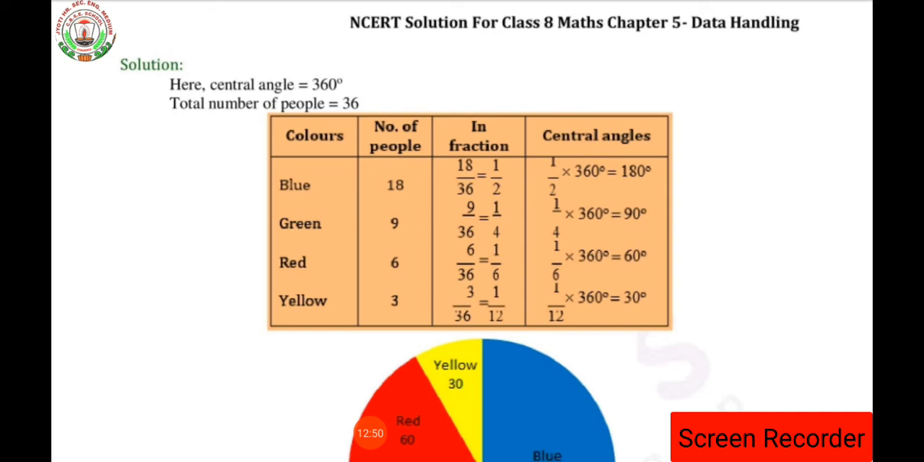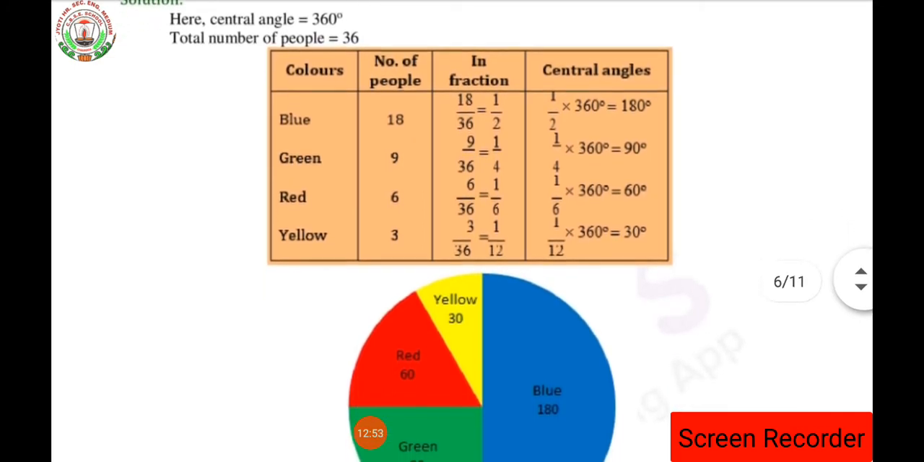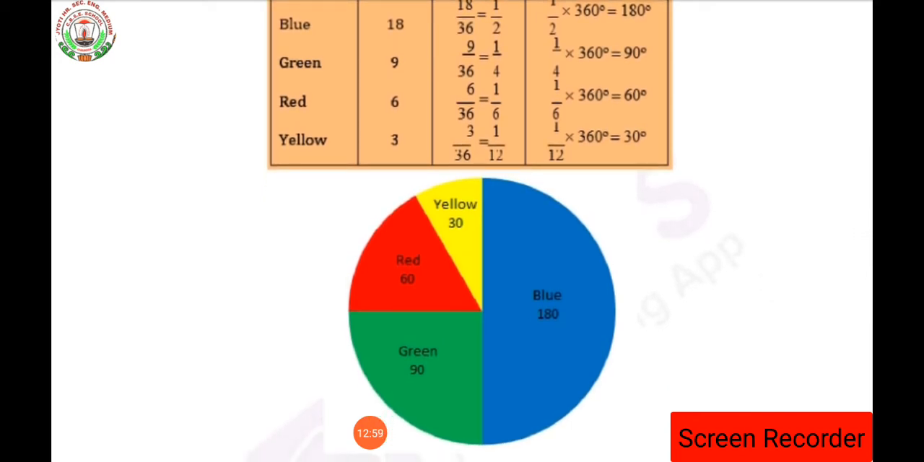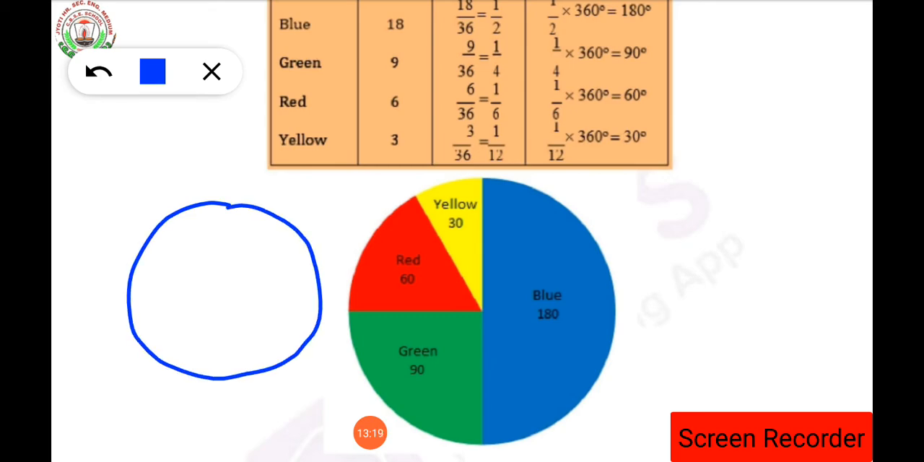Clear? So in this way also you can check whether your solution or calculation is correct or not. Now we have to draw a pie chart. For drawing the pie chart, we first have to draw a circle of any radius. Either you can use 3 centimeter, 3.5 centimeter, 4 centimeter, or 5 centimeter, it depends on you. Keeping the needle at the center, suppose I have taken the radius as 4 centimeter. You can take it according to your own wish.